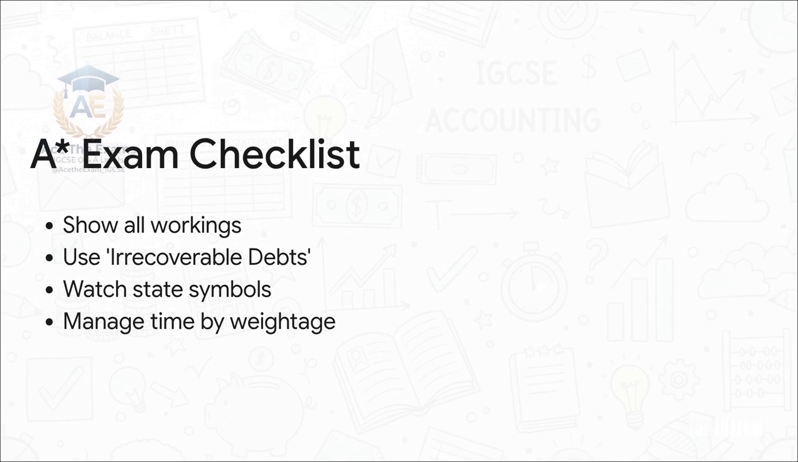W stands for workings. Show all of them. Constantly document your evidence. I is for irrecoverable debts. Use the exact updated terminology. S is for state symbols. Watch them carefully in your manufacturing accounts. And T is for time management. You've got to allocate your minutes strictly according to the mark weightage of the question.